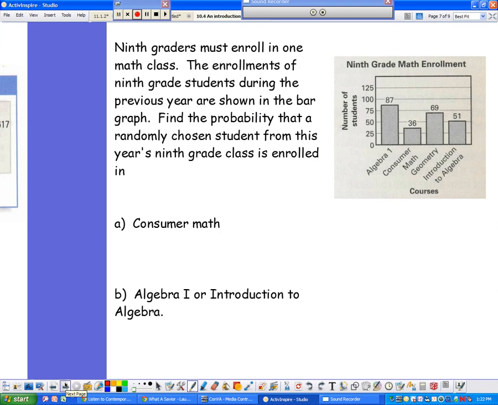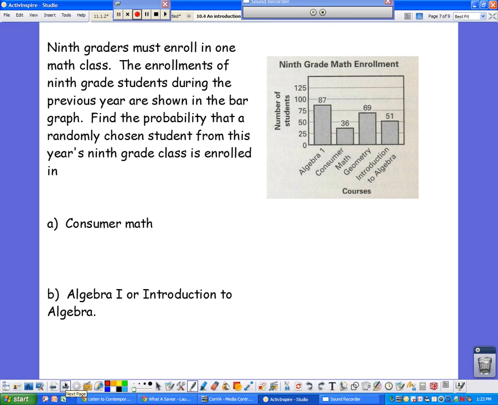Okay? All right, so in the next example, I want you to go ahead and do this one as a you try. So go ahead and pause the video. And then go ahead and restart it, and we'll work your way through it. All right. In this one, it says the ninth graders must enroll in one math class. The enrollments of ninth grade students during the previous year are shown in the bar graph.